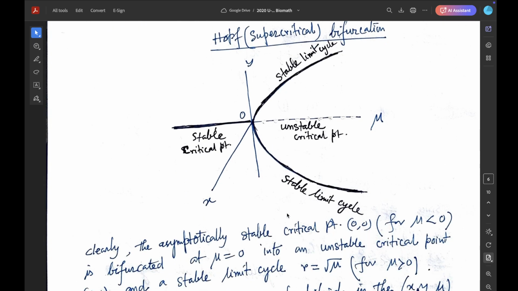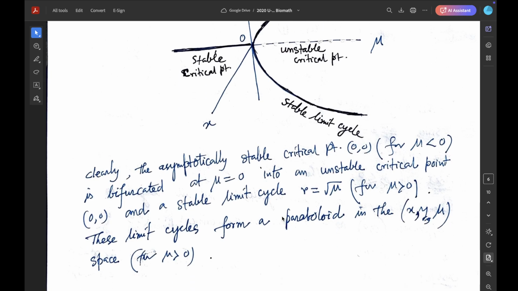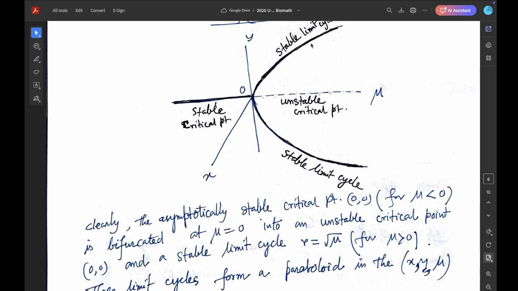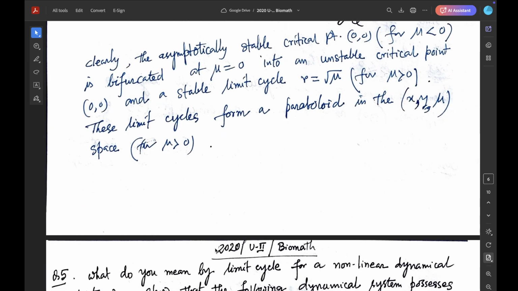So clearly the asymptotically stable critical point (0, 0) for mu less than 0 is bifurcated at mu equal to 0 into an unstable critical point (0, 0) and a stable limit cycle r equal to root mu for mu greater than 0. These limit cycles form a paraboloid. Actually, this is the paraboloid form in the x, y, mu space for mu greater than 0. This is the Hopf bifurcation.